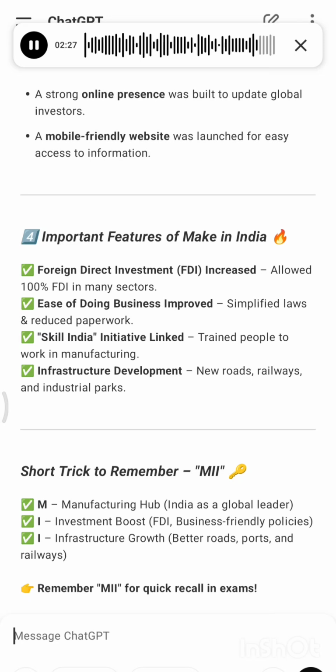Short trick to remember, MI. M, manufacturing hub, India as a global leader. I, investment boost, FDI, business-friendly policies. Infrastructure growth, better roads, ports, and railways. Remember MI for quick recall in exams.